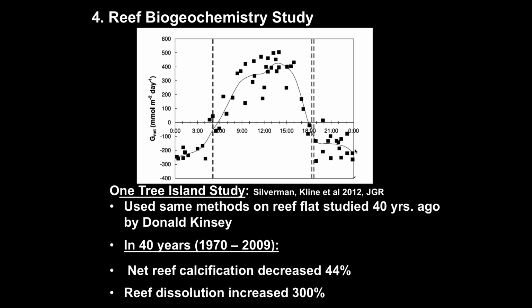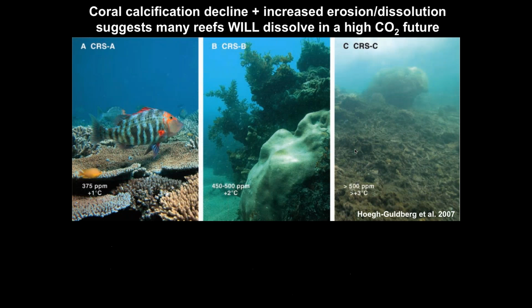Part of this was likely due to changes in the reef composition, but it's quite likely that a lot of this change may be associated with changes in the chemistry that have occurred over the last 40 years. So I think if you take all these different studies together, it's clear that with declining coral calcification and increased bioerosion and dissolution, many reefs will likely dissolve in a high CO2 future.